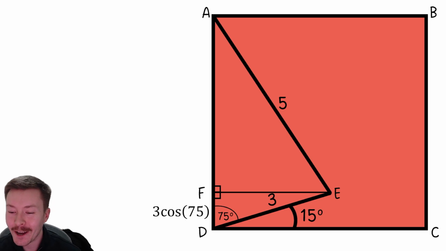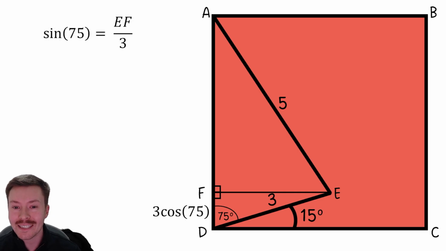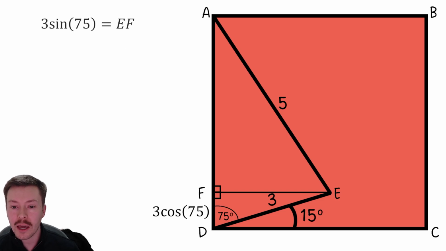It should be. Now, to work out A to F, we need to work out one of the other sides, so probably E to F first, and then we can either use trigonometry or Pythagoras. So working out E to F, I'm using the triangle DEF. Sine theta, I'm going to use this time, is equal to the opposite divided by the hypotenuse. And again, replacing those with the things we know, sine 75 is equal to EF divided by 3. So EF is equal to 3 sine 75. Again, let's put that on the diagram.